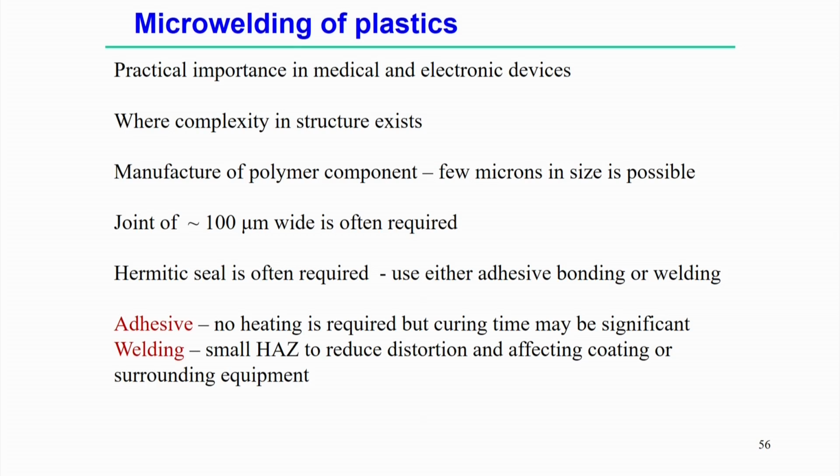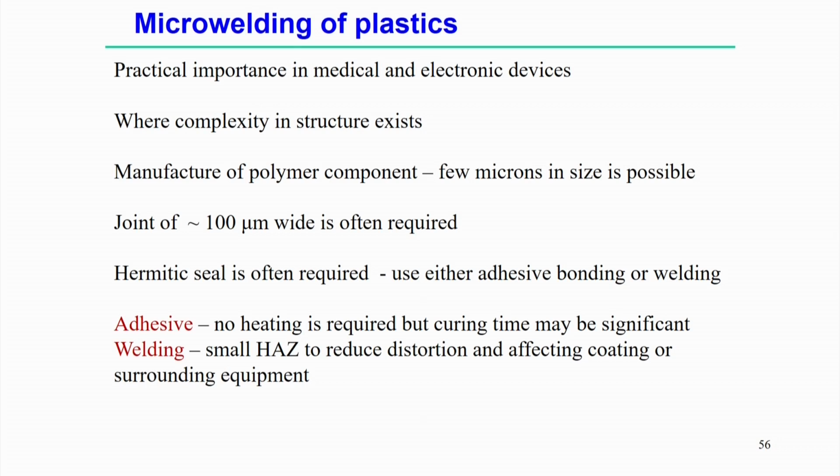Joining of a 100 micrometer wide opening is sometimes required, and sometimes sealing is required in the case of micro components. That sealing of the materials using the plastic component is done by micro welding of plastics. Of course, there are alternatives such as adhesive bonding or adhesive joining processes. The advantage of the adhesive process is that no heating is required, but sometimes the curing time may be significant. So the alternative is the welding process.